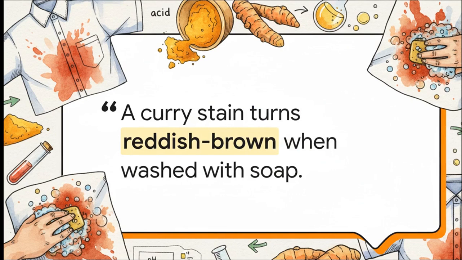Have you ever spilled curry on your crisp white school shirt? Total disaster, right? But why does it suddenly look worse when your mom tries to wash it with soap? Well, the turmeric in that curry is actually a natural chemical indicator. The soap she's using is highly basic, and when that basic soap reacts with the turmeric, boom, it creates a stubborn reddish-brown stain. So yeah, chemistry is literally happening right there in your laundry bucket.